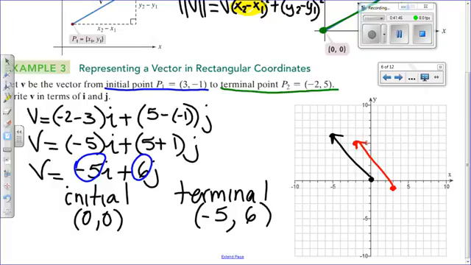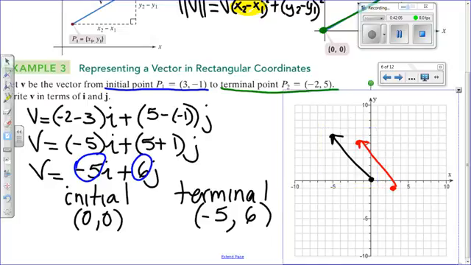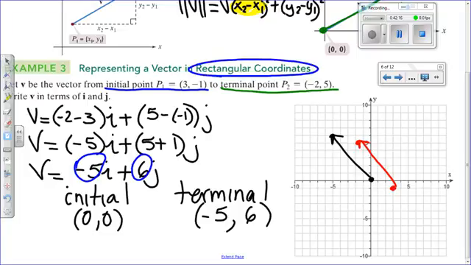And if I was to overlap them, you can see that they are the same magnitude. Okay? And they are the same direction as well. I mean, they're not perfectly straight. Okay. Do you guys have any questions so far? So this is going to be called representing a vector in rectangular coordinates, right? And when it says write it in terms of i and j, that means that the initial side must be at the origin. Okay, don't forget that.